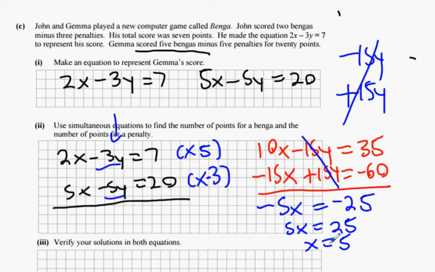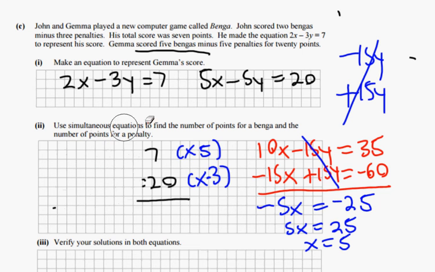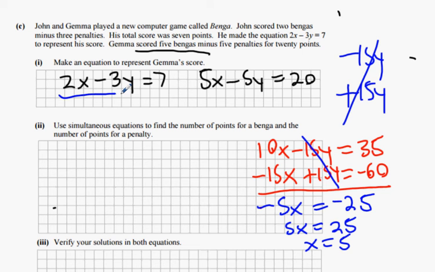Now here's the interesting part, guys. We still have to find out how much the penalties are worth. Any idea how to do that? You put 5 in for the x's. Choose either equation, and replace 5 for x. So what's 2 times 5? 10.